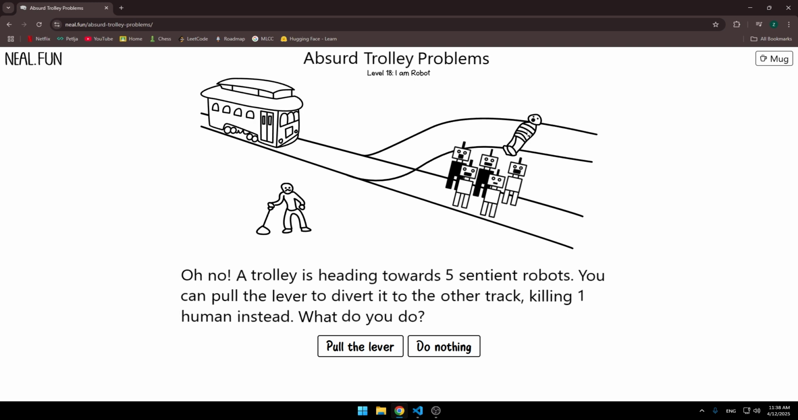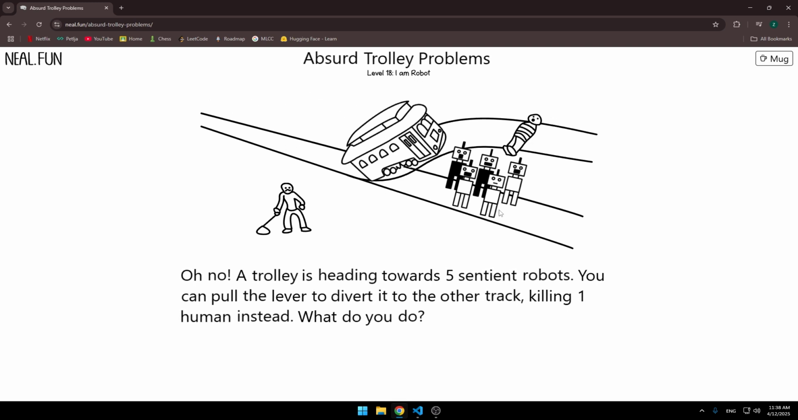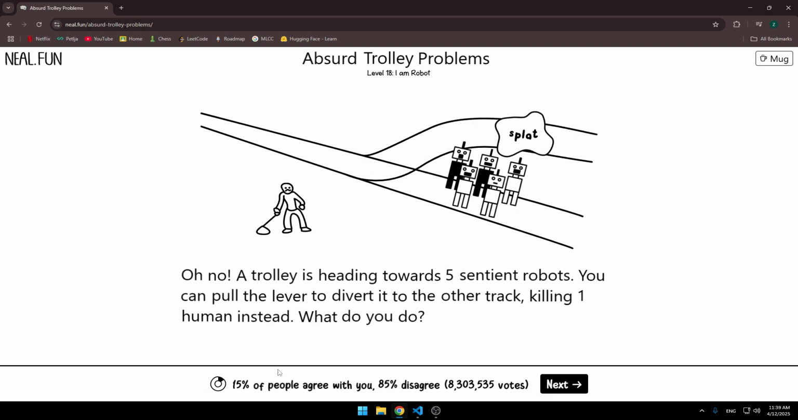It actually does kill 1 person. Okay. I mean, no one's going to agree. Yeah, no one agrees, but I guess this, it's a robot. It empathizes with robots. Makes sense.